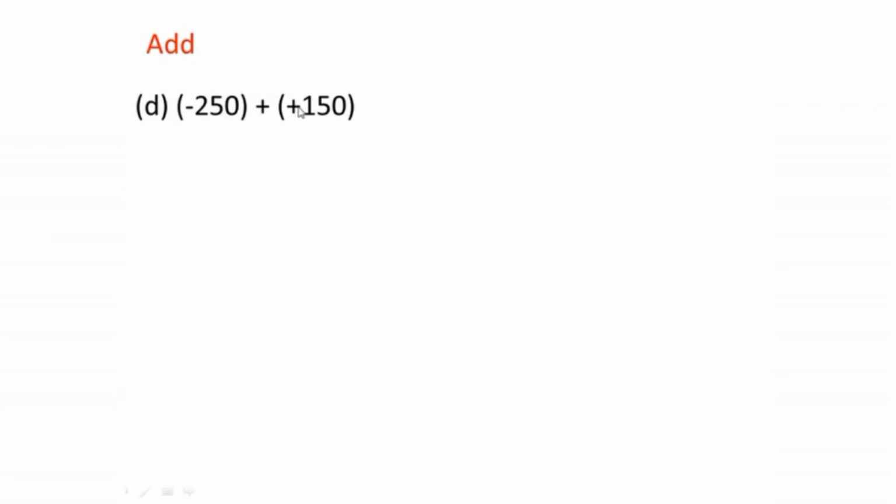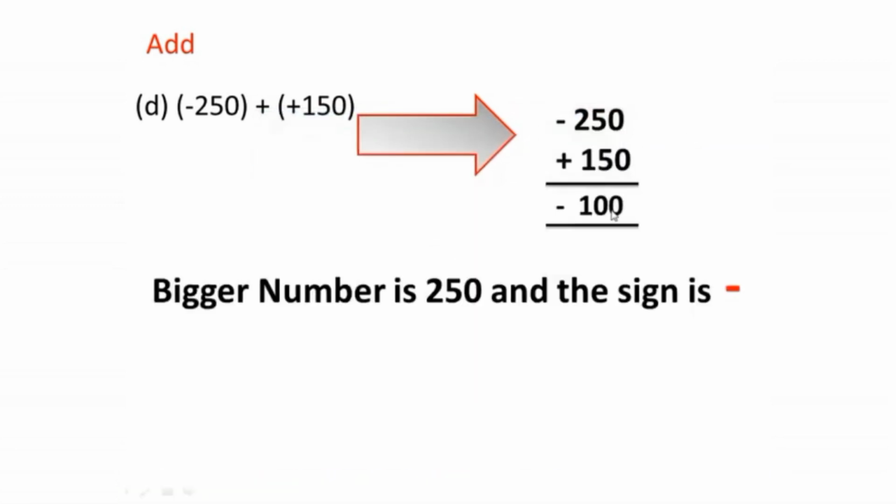Let's see another one. Minus 250 plus 150. Let's see the simple method. Minus 250 plus 150. What happens here? One is a minus symbol, another one is an addition or plus symbol. What we need to do here? The subtraction has to take place. That means 150 should be subtracted from 250. Yeah, you can see the result is 100.